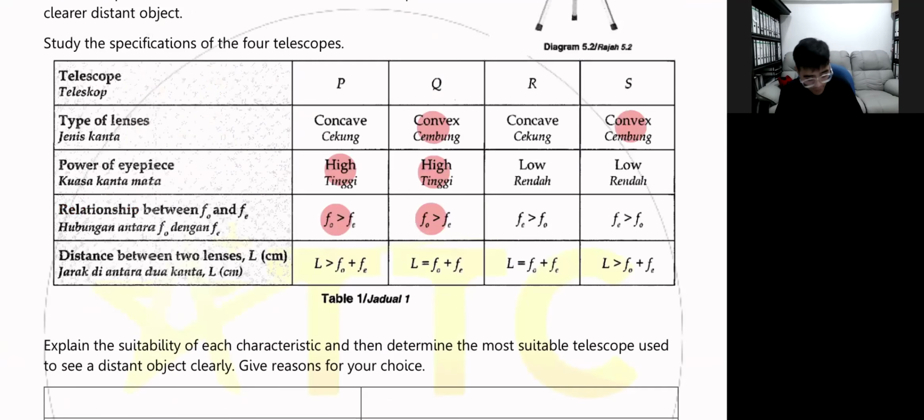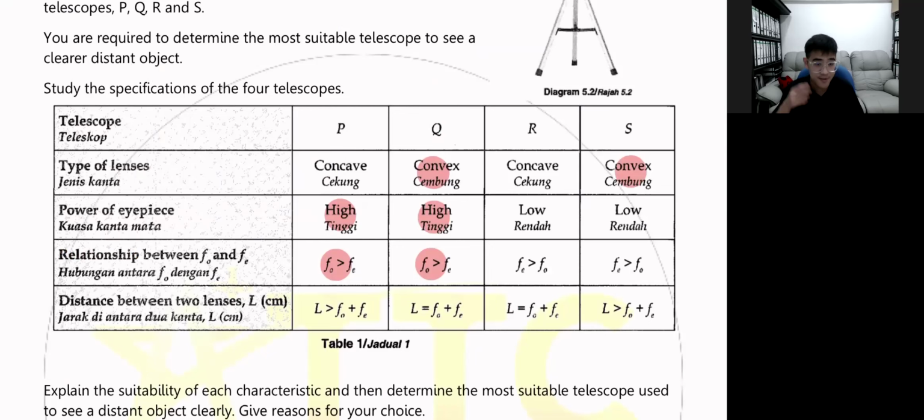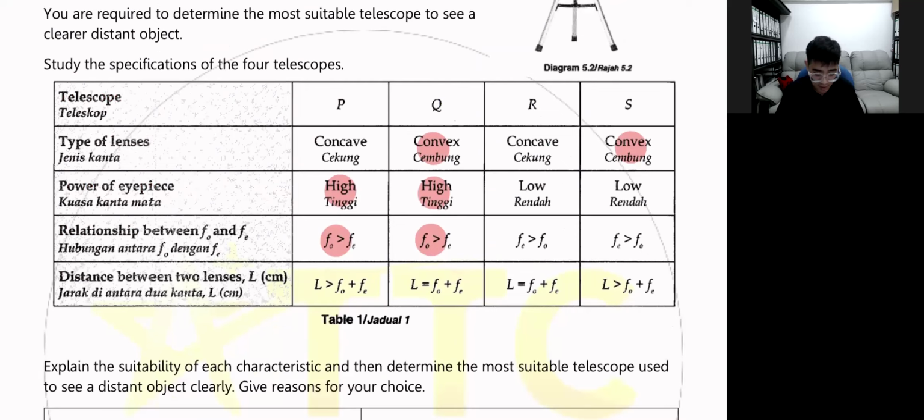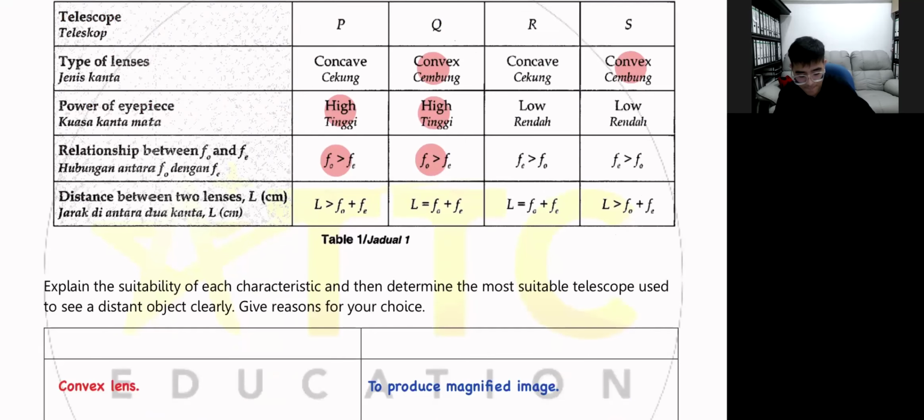Okay, so then the last one, the question wants you to choose the distance between the two lenses. That means the distance between the objective lens and the eyepiece. Must the distance between the two lenses, L, be greater than the sum of FO plus FE, or must it be equal to the sum of the focal length of the objective lens and the focal length of the eyepiece? If you remember, when you are designing a telescope, the distance between the two lenses has to be equal to the sum of the focal length of the objective lens and the focal length of the eyepiece. That means FO plus FE must be equal to the distance between these two lenses.